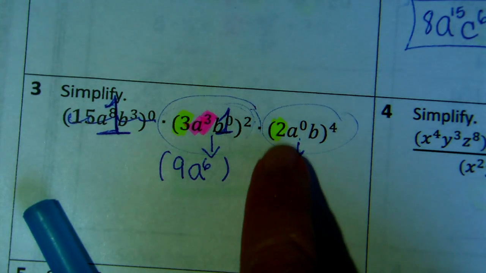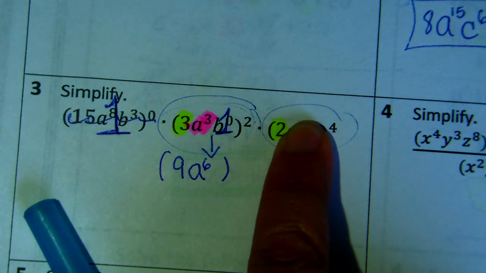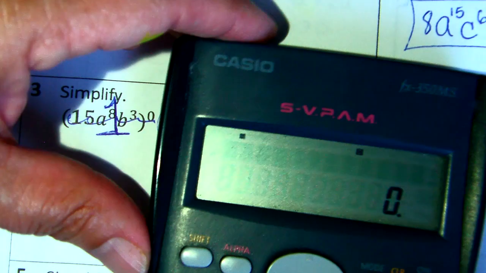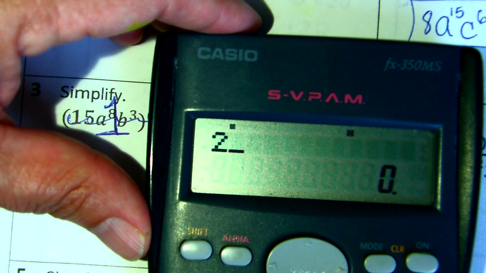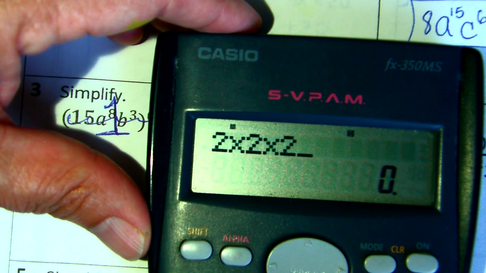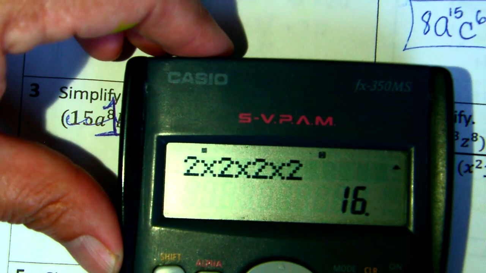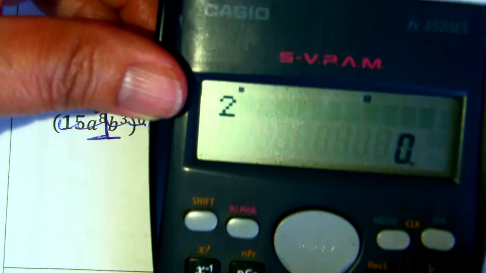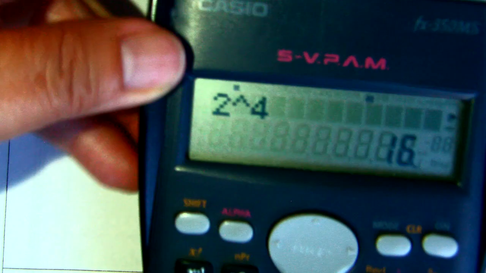We have 2 to the power of 4. What is 2 to the power of 4? You just multiply 2 by itself 4 times. So 2 times 2 times 2 times 2 gives you 16. Or you can use the caret key right here if you have a calculator. 2 caret 4 gives you 16.